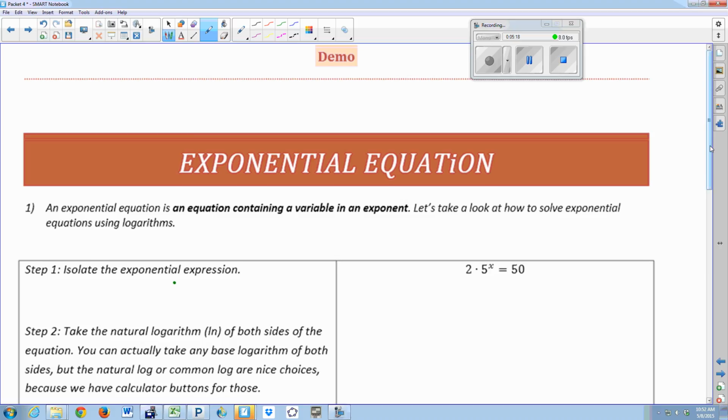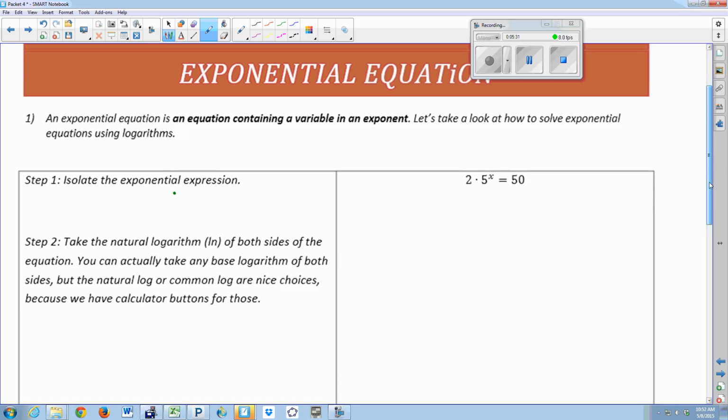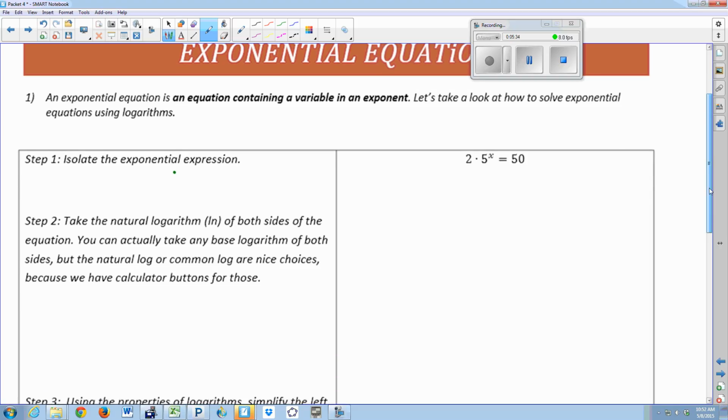So an exponential equation is exactly like it sounds. It's an equation where you have an exponent that's a variable. So right here is an exponential equation. Okay. And just like all equations, every time we want to solve an equation, we want to isolate the expression that has your variable in it. So in this particular case, it's called an exponential expression because we want to isolate all by itself 5 to the x power. We want to get that all by itself on one side of the equation.